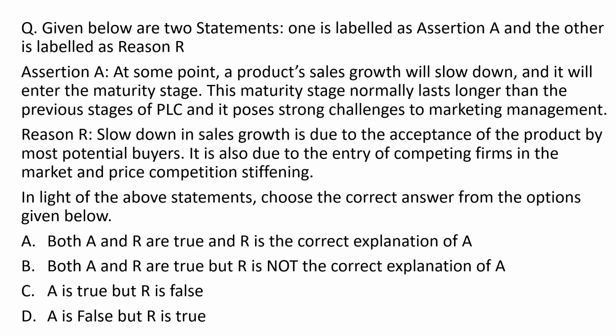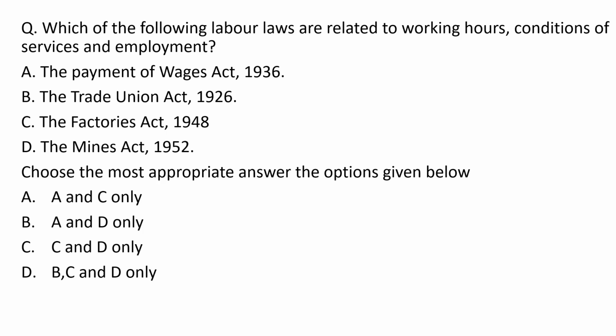So first of all, if you read the assertion, it is talking about the maturity stage. At the maturity stage, sales growth starts declining. It says it enters the maturity stage and lasts longer than the previous stage. Compared to the growth stage, the maturity stage is quite longer, and stronger challenges are posed in marketing management. Why? Because competitors enter on a large scale. Here sales are at peak, profit is done, but it is not for a longer period of time. So the right answer will be option A: both A and R are correct, and R is the correct explanation of A.